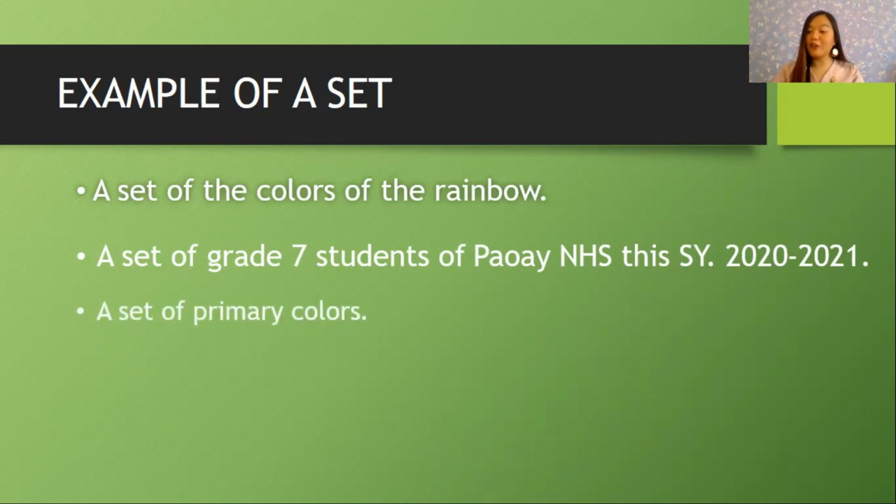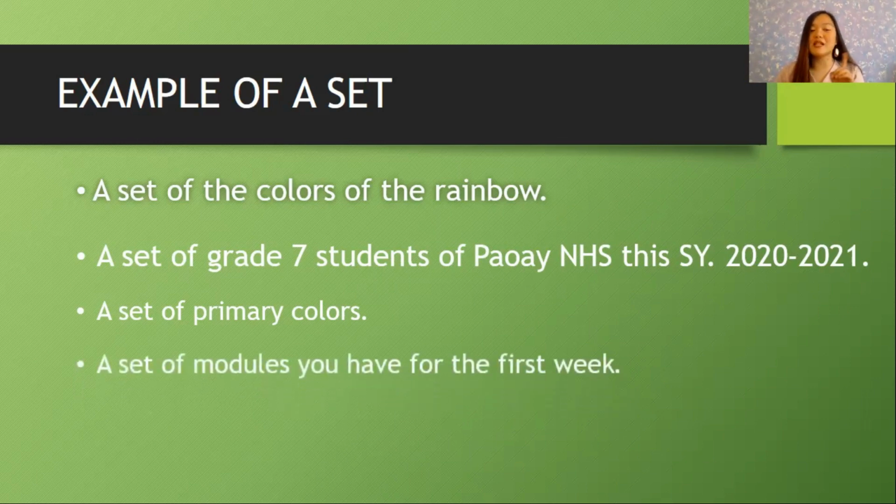Next, the set of primary colors. We know for sure that it is a well-defined set because there are only 3 primary colors. What are they? Correct. We have blue. We also have red and yellow. Correct.